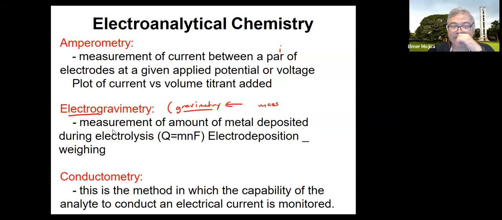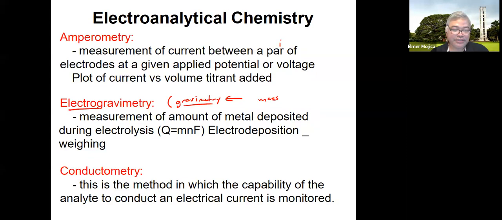Basta anything wherein there's a change in the mass that is proportional doon sa material na meron ka. So you're using electrolysis here to deposit, okay, or maybe to convert whatever metal ion that you have there and then convert it to metal on your, what we call, electrode surface.